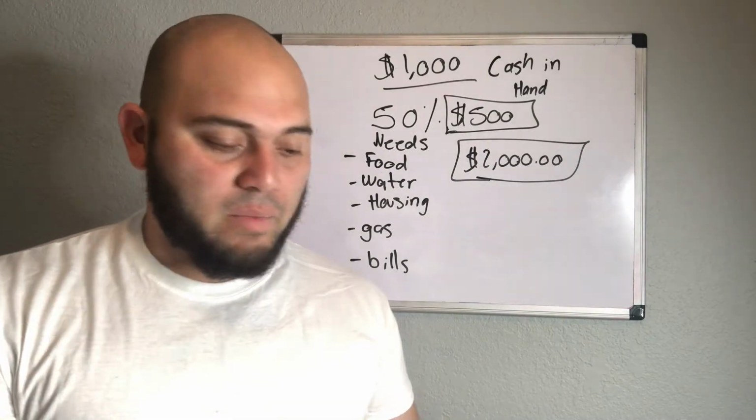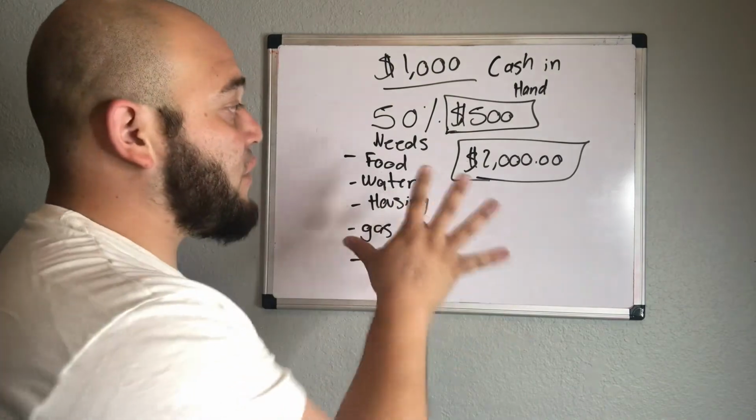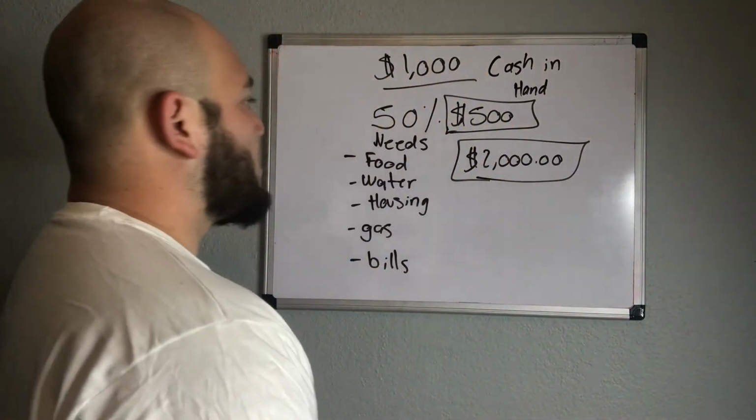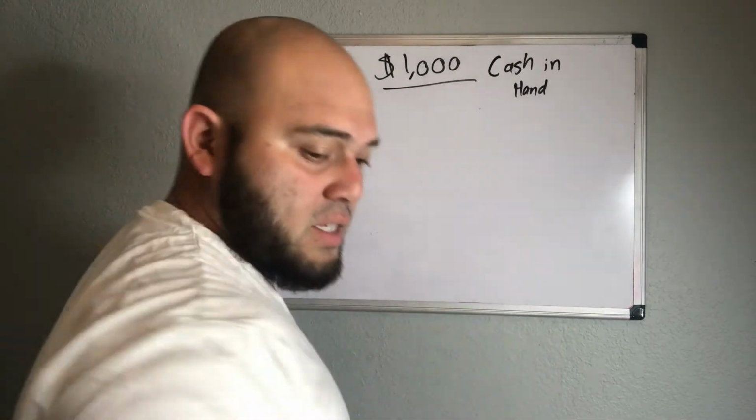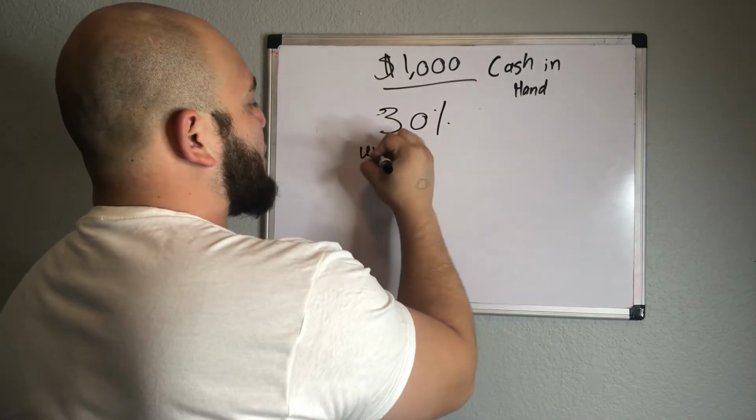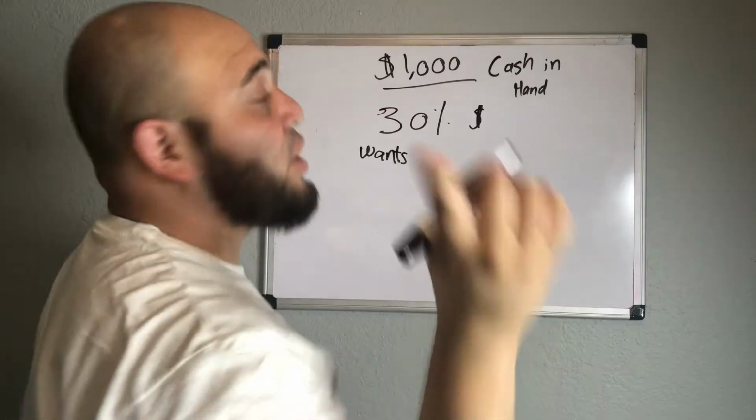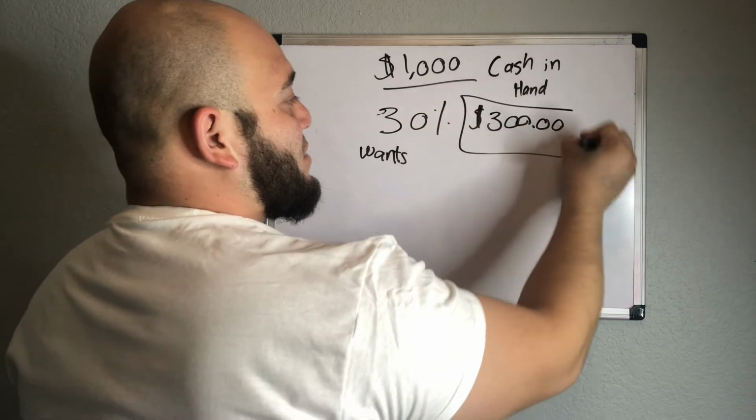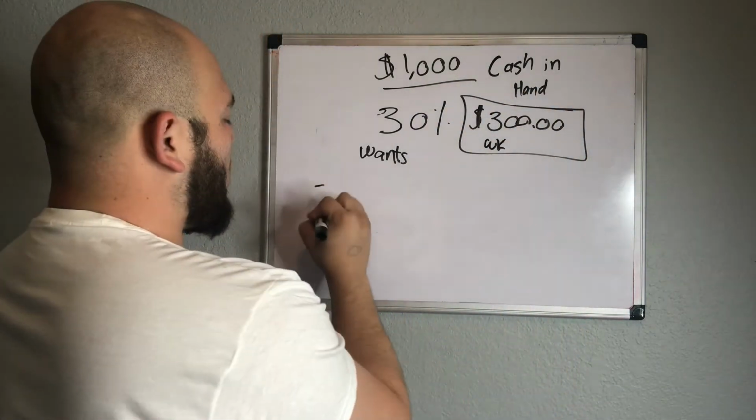Insurances, bills, medical bills, housing, all these things you're gonna use for your needs, because 50% again is towards your needs. All right, so now your 30% is for your wants. 30% is for your wants. 30% of $1,000 is, yes, what is it? $300. Correct. I don't know who said it, but yes, you are correct. $300 a week, all right, for your wants, all right?